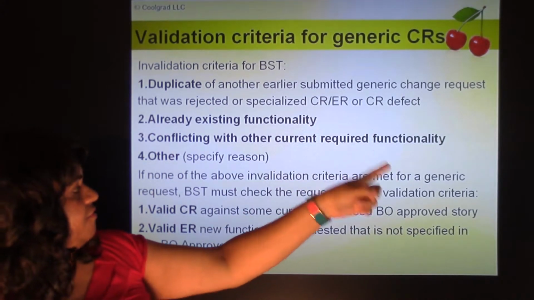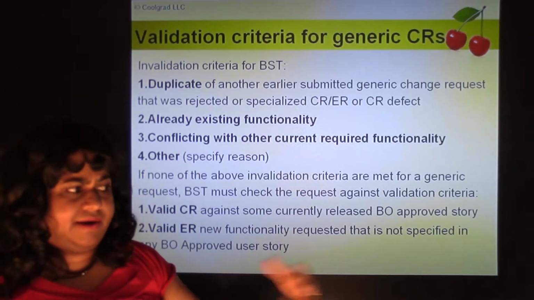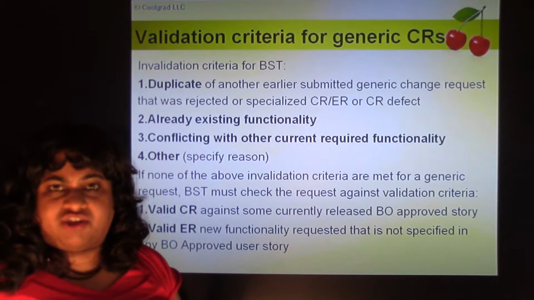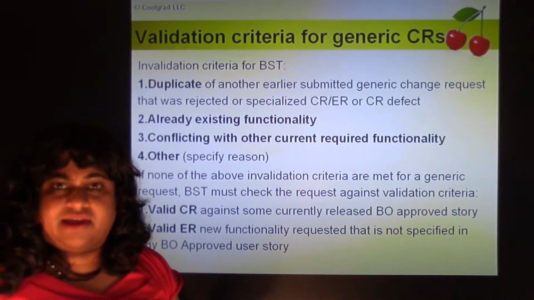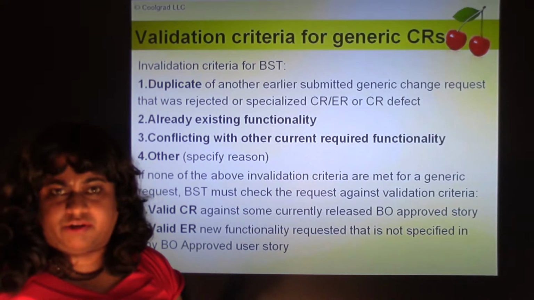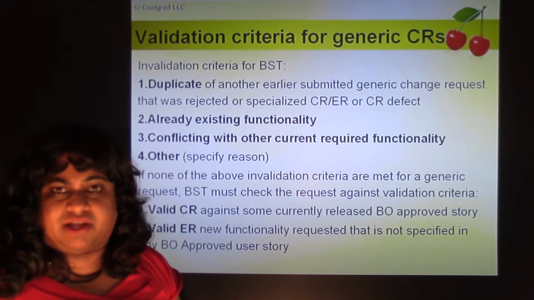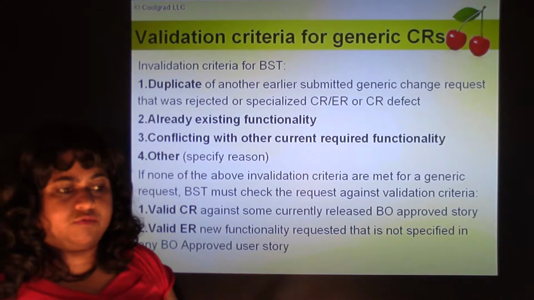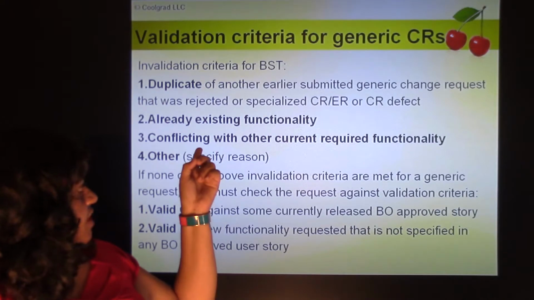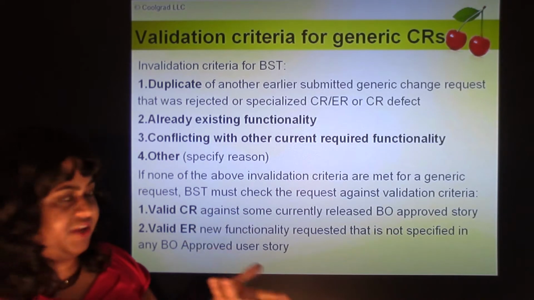Conflicting with other current required functionality. So something is being done in a particular way, and the end user says, I want it changed to this. And you say, we cannot change it to this because it's going to affect some other modules. And for our project, we need these aspects of functionality to work in this particular way. And therefore, we cannot give you what you asked for because it conflicts with other existing functionality. So you reject it as invalid. And if none of these three above are met and it's still invalid, then you say other, some reason.